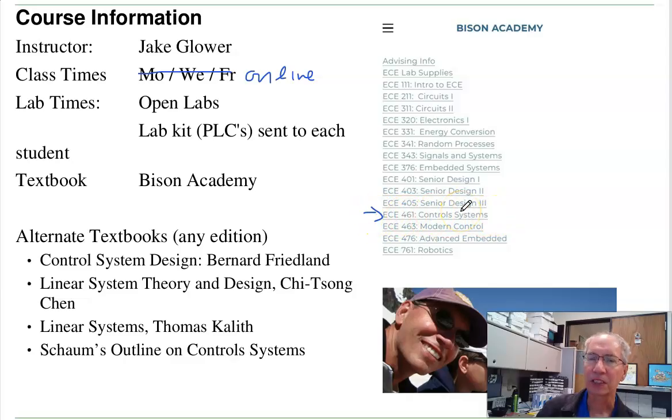If you'd like an alternate textbook, these are very good textbooks. Don't worry about the edition. The content's fine. Find the cheapest one you can get. Usually the old versions, being like 5-10 years old, are about $5-10 each.